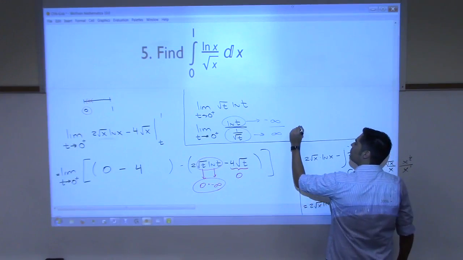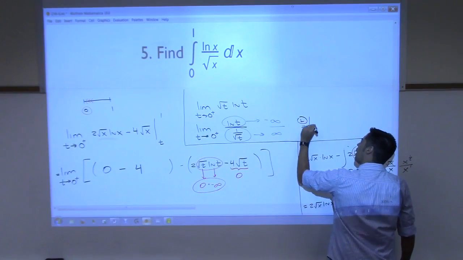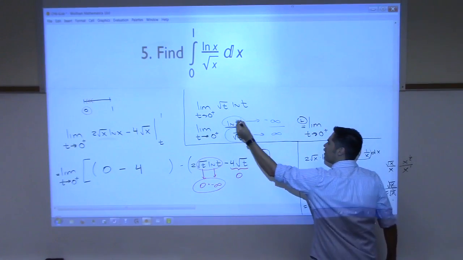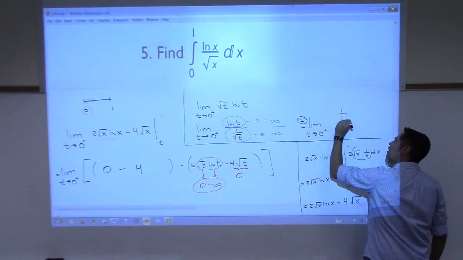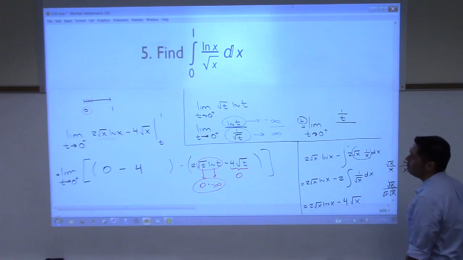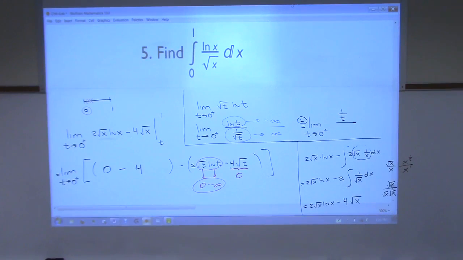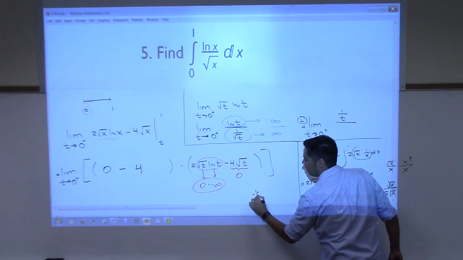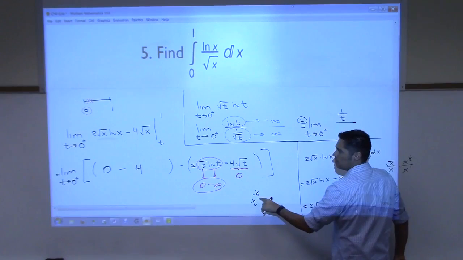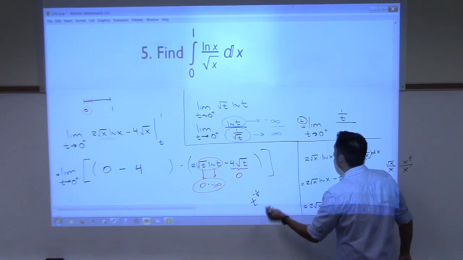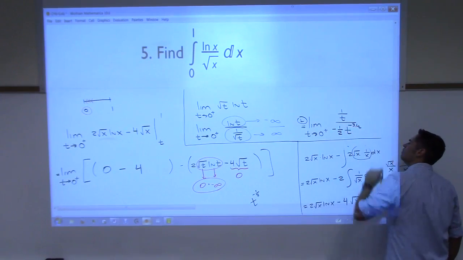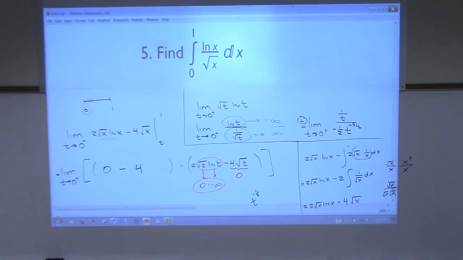So now L'Hopital. By L'Hopital's rule, I take the limit as t goes to 0 from the right. I take the derivative of the top, which is 1 over t. I take the derivative of the bottom, which, you know how to do that? This right here, that's t to the negative half, right? Take the derivative, negative 1/2 comes out. t to the negative 3/2. Derivative, not integral, right?